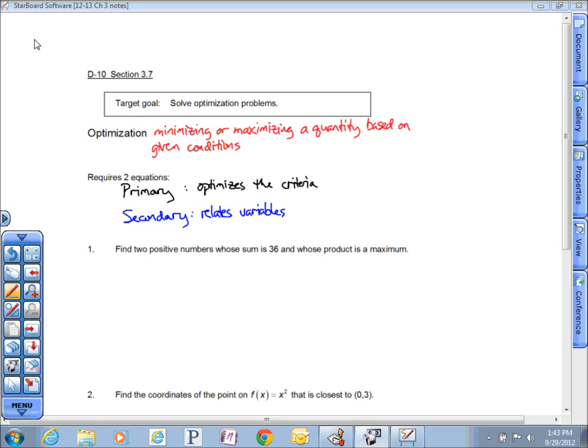Section 3.7. Section 3.7 is all about optimization. Optimization will be an AP topic. It will be something that we will see. It's somewhat abstract, but it's very much an application of all of these extrema that we've been finding.